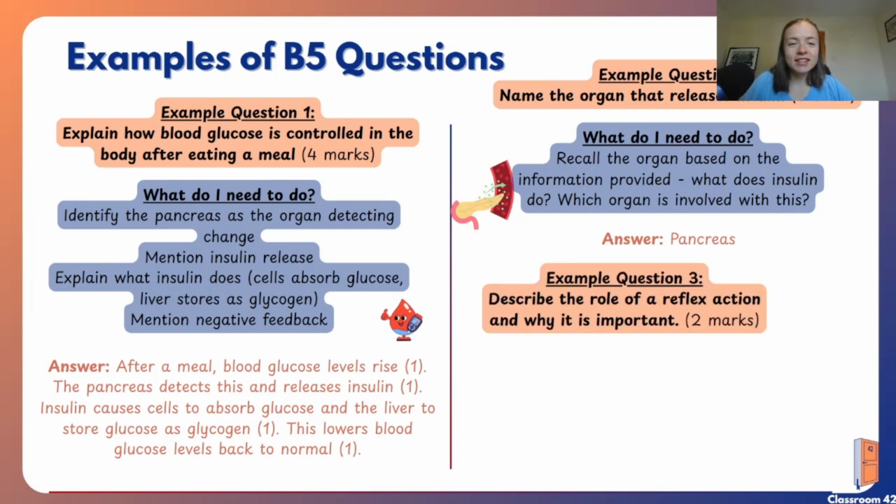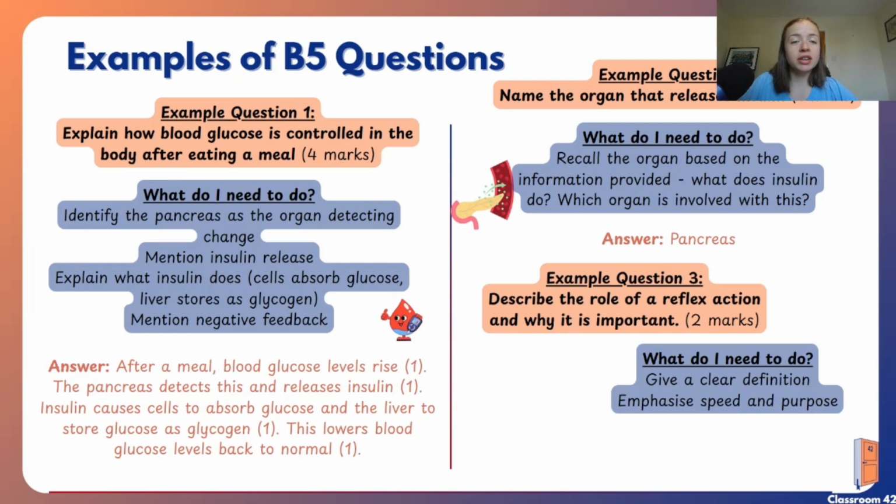So question 3 is describe the role of a reflex action and why it is important. So that's 2 marks. So 1 mark for the role and 1 mark for the importance. So give a clear definition and then emphasize speed and purpose, I would usually say. I know that's technically 2 points, but it will help actually provide a coherent answer.